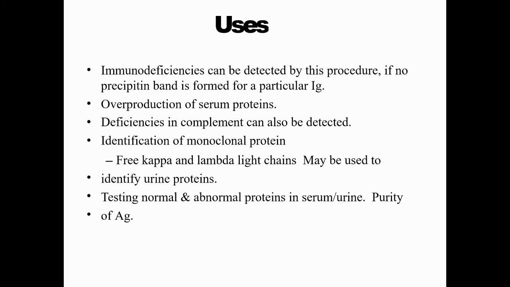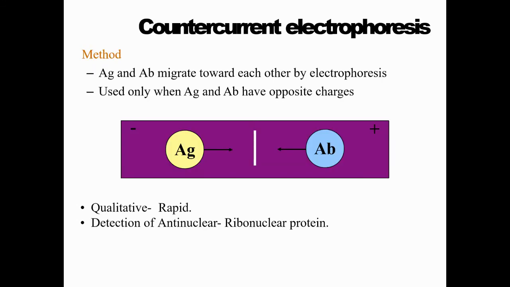And then we can identify the monoclonal protein. For example, free kappa and lambda light chains may be used. It can also identify urine proteins, whether the urine contains albumin, as in albuminuria. During nephrotic syndrome, whether the proteins are present or not. So it is used for testing normal and abnormal proteins in serum and urine, and to check the purity of antigen.